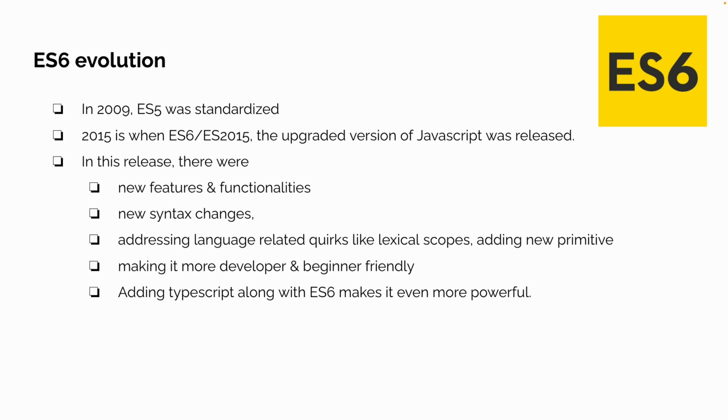In 2009, ES5 was standardized, and as of now, that's the standard implementation of JavaScript across browsers, which means browsers are still running behind. We write modern JavaScript and use Babel or other ES6 transpilers to compile them into something that's compatible across older browsers.